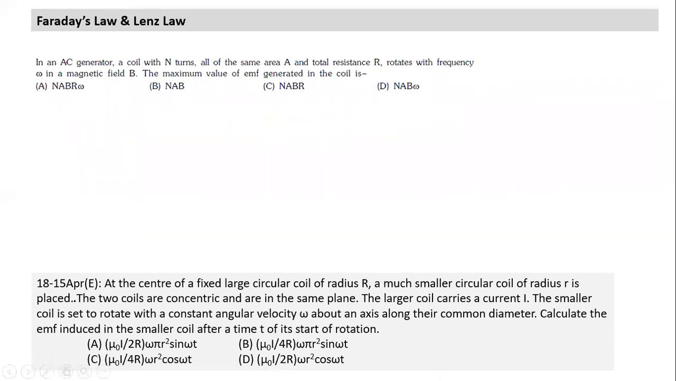Now we come to something like the AC generator. Rotated with frequency. Let's try and understand what it means. Suppose we have a number of coils, and let's draw these coils. Initially, the coil is placed in the XY plane, and this coil can rotate about this axis here. Initially, the magnetic field is in the vertical direction.